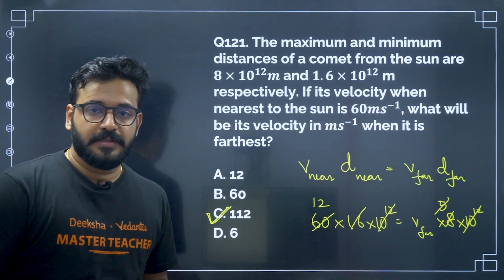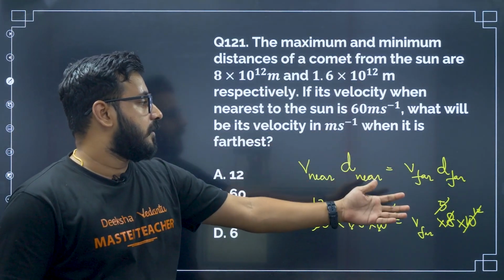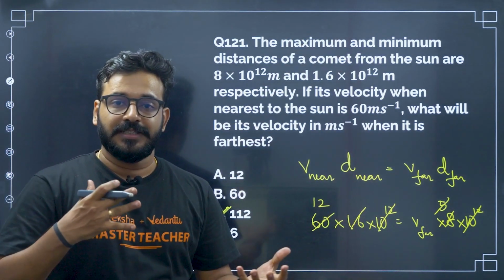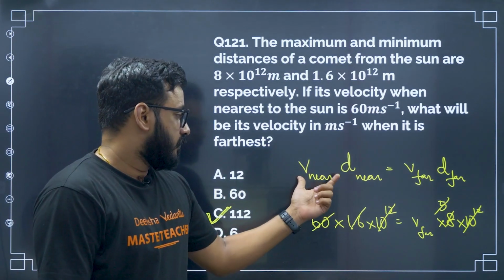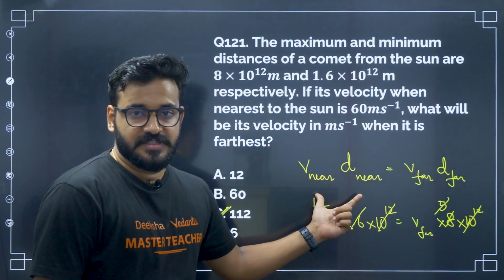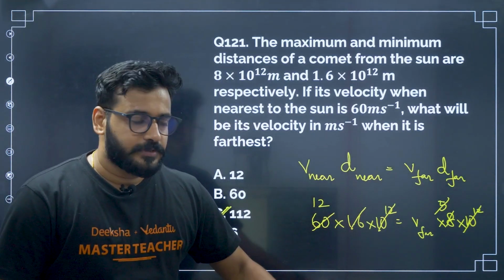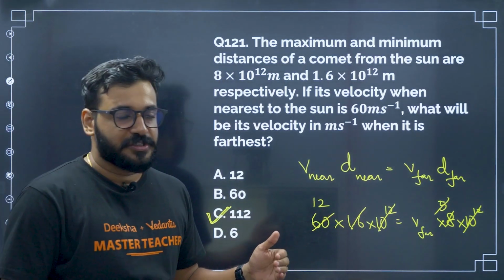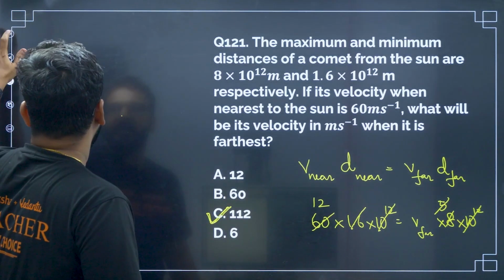You just have to keep in mind the conservation of angular momentum: for the same object, the product of distance and velocity will be constant throughout the revolution. So the product of distance and velocity at the farthest point equals that at the nearest point, then cancel out the similar terms and you will get the answer. It's a very simple question. I hope all of you have got this. Let's go to the next question, shall we?